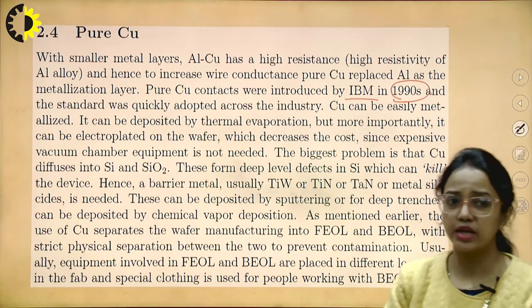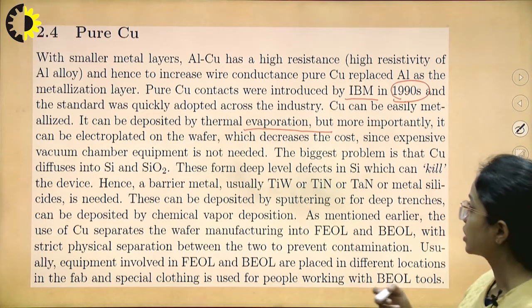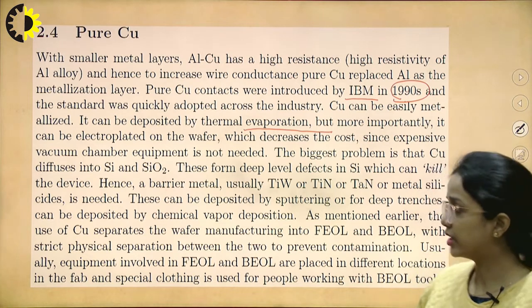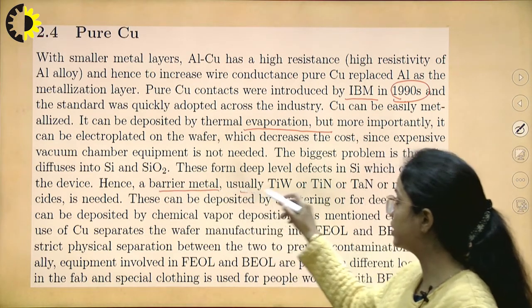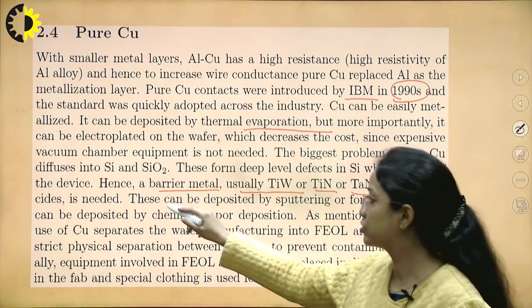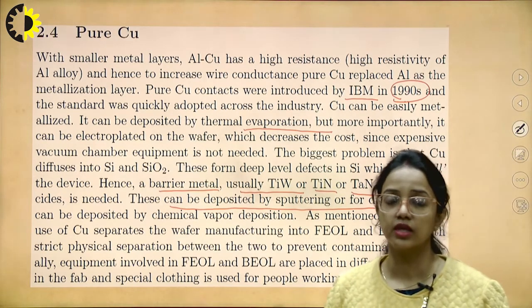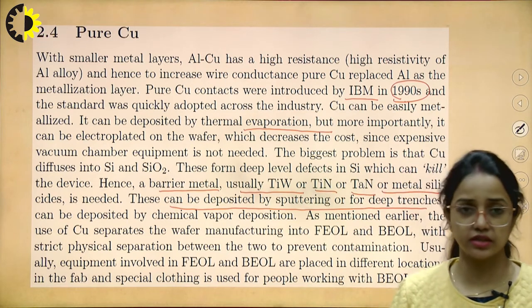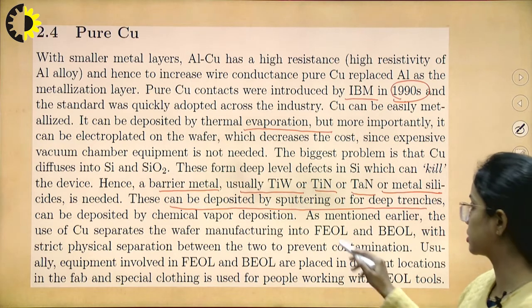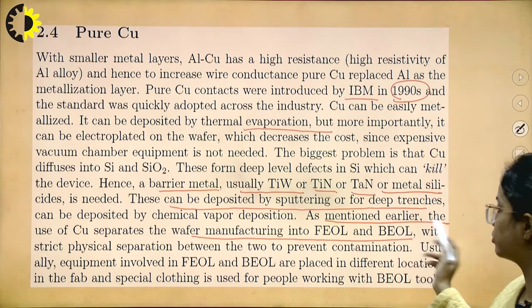So it can be deposited with the help of thermal evaporation, and more importantly, it can be electroplated on the wafer. Hence a barrier layer, usually TiW, TiN, TaN and metal silicides, is needed in this case. These can be deposited by sputtering. So we have three methods: electroplating, sputtering, and chemical vapor deposition, physical vapor deposition. As mentioned earlier, copper separates the wafer manufacturing from front end to back end.